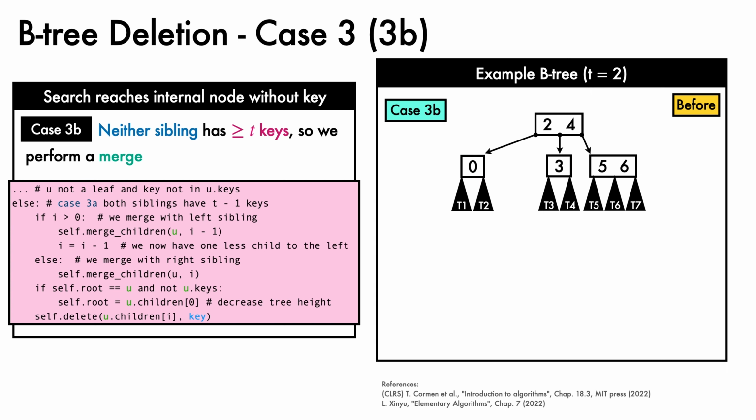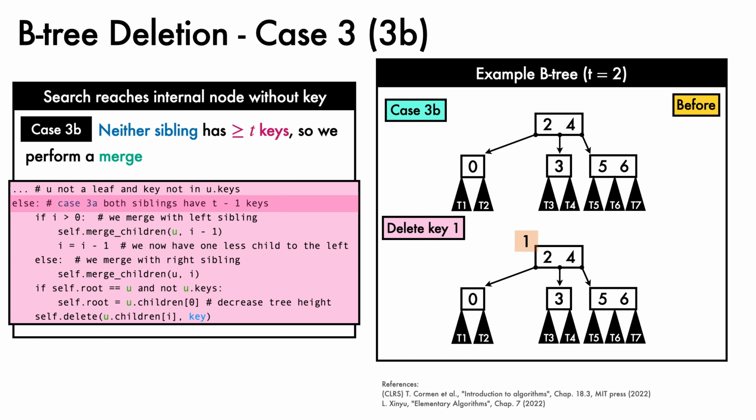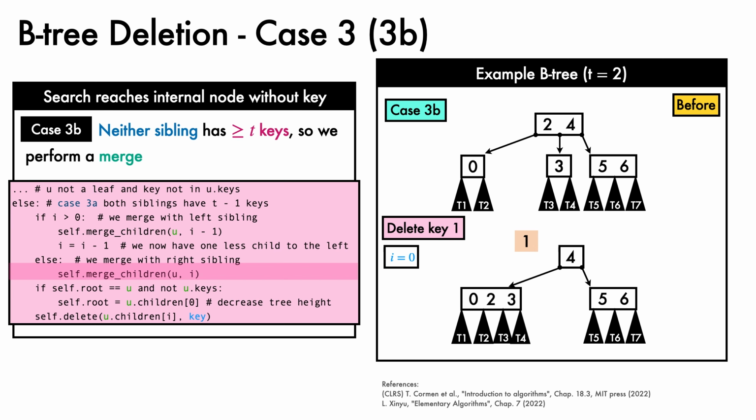Let's see this in action on an example B-tree, which we duplicate for clarity. We'll delete key 1. This will correspond to i equals 0. So we jump to the else statement and call merge children, which merges the 0th child and the first child of u. We check if u was the root in case we've made it empty, but it isn't. So we call delete recursively on the ith child, and we are done with this case.